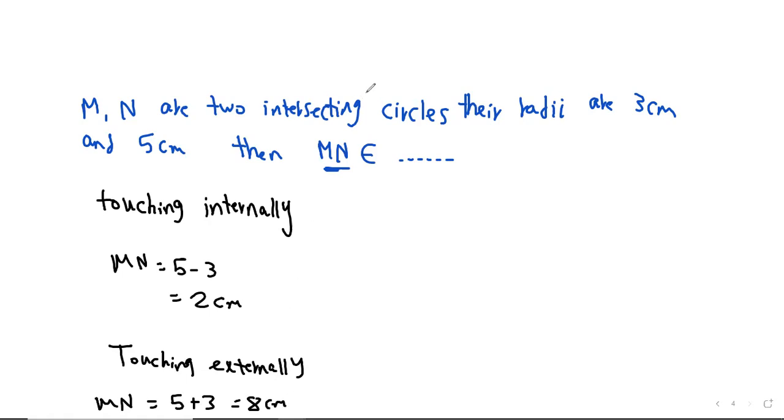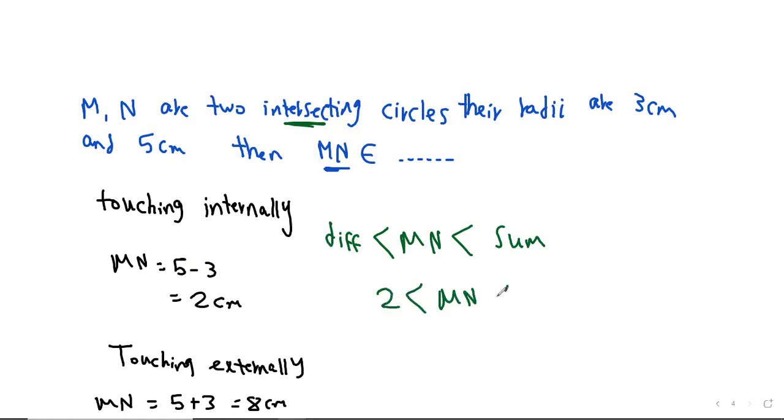But the two circles are two intersecting circles. So MN in this case is greater than the difference and smaller than the sum. So MN in this case is greater than 2 and less than 8. So MN belongs to the open interval (2, 8).